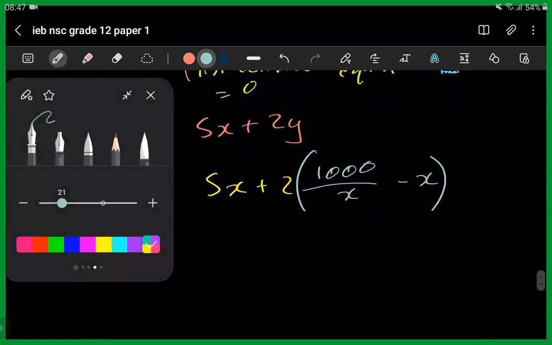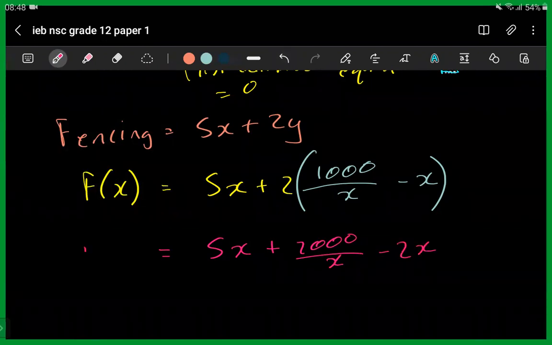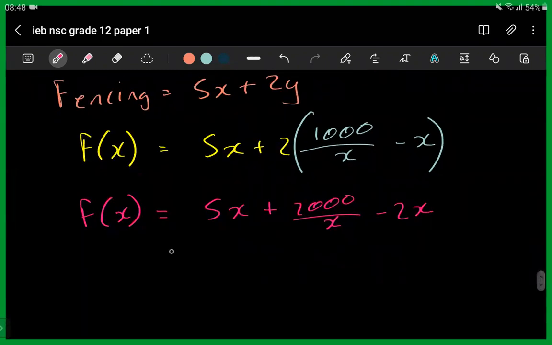Let's put that there. And then here you have the 5x. If you multiply inside, right, you're going to have 2000 over x. Multiply again, you have negative 2x. This is f of x, the fencing. This is the equation for the fencing. If you simplify it, you can have 3x plus 2000 over x. Now you have an equation for the fencing needed.